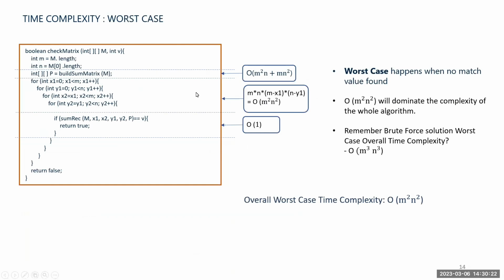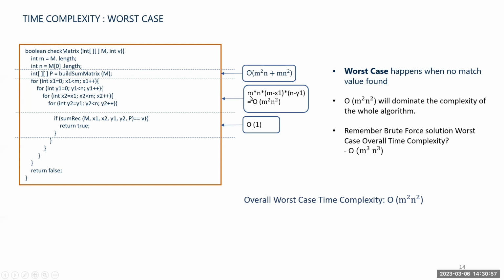For the main function, this build sum matrix is O(m squared n plus m n squared), which we talked about already. And this loop's worst case happens when no matching value is found. So the whole loop will iterate completely.